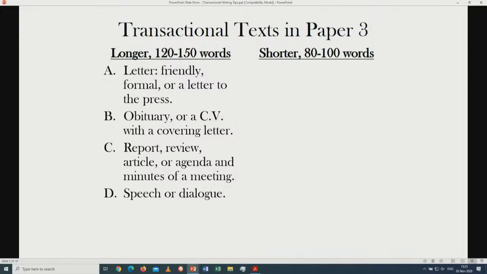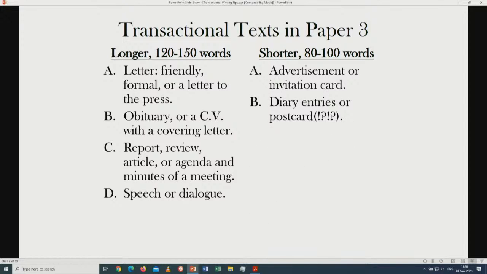Now, let's look at our shorter ones. The first one, you have a choice between advertisement or invitation card. Now, when I put there advertisement, it could be such things as a full-blown advertisement to be placed in a newspaper. You could have a flyer. You could have a poster. All of those are types of advertisements. So I've just put it as advertisement. And of course, the invitation card is the alternative. Then in category B, you've got diary entries or postcards.